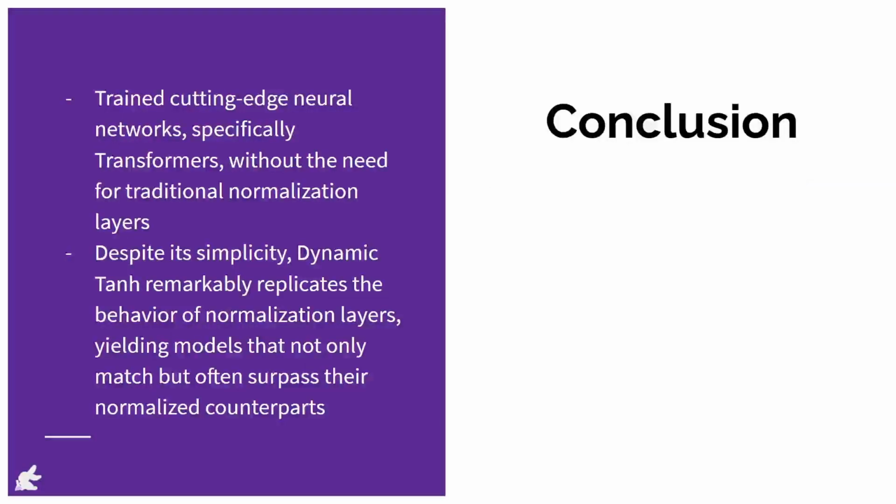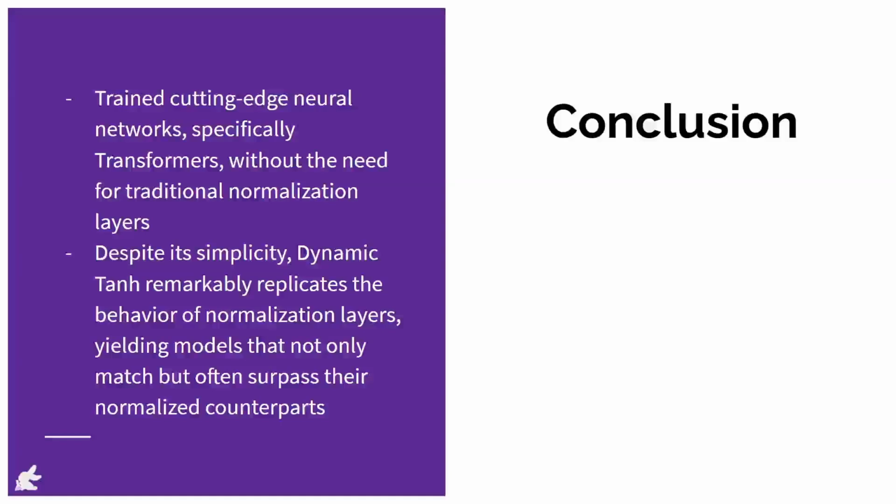In a groundbreaking experiment, we successfully trained cutting-edge neural networks, specifically transformers, without the need for traditional normalization layers. This achievement is made possible by Dynamic Tanh, a straightforward yet powerful replacement for normalization layers. By introducing a learnable scaling factor alpha, Dynamic Tanh adjusts the input activation range, effectively taming extreme values through a smooth, S-shaped tanh function. Despite its simplicity, Dynamic Tanh remarkably replicates the behavior of normalization layers, yielding models that not only match but often surpass their normalized counterparts in various settings.